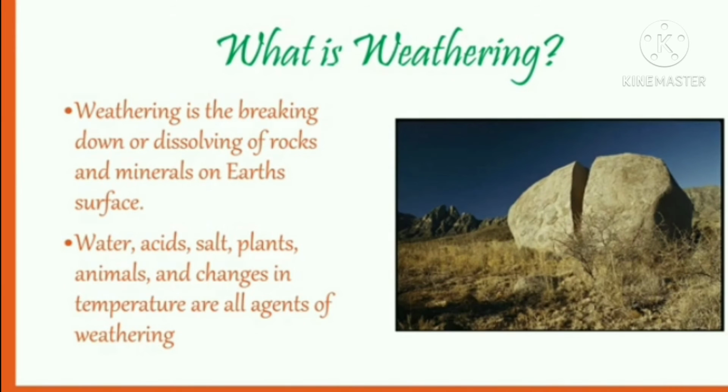Weathering is the breaking down or dissolving of rocks and minerals on Earth's surface. Water, acids, salt, plants, animals and changes in temperature are all agents of weathering. So in this way the weathering process.